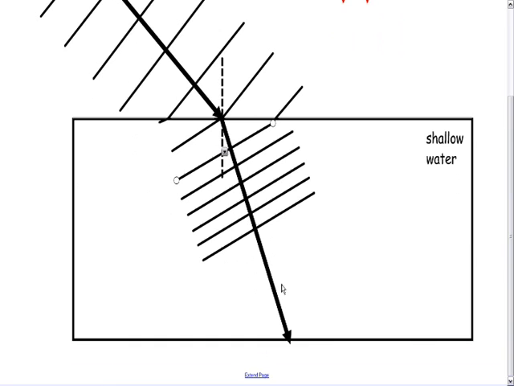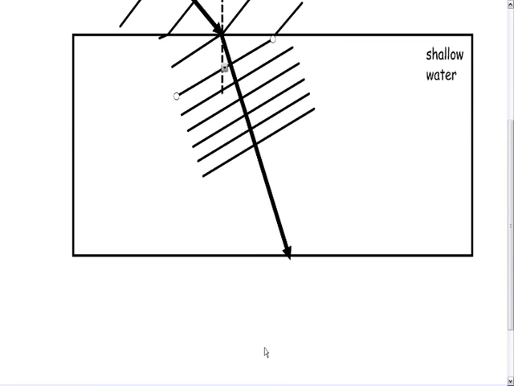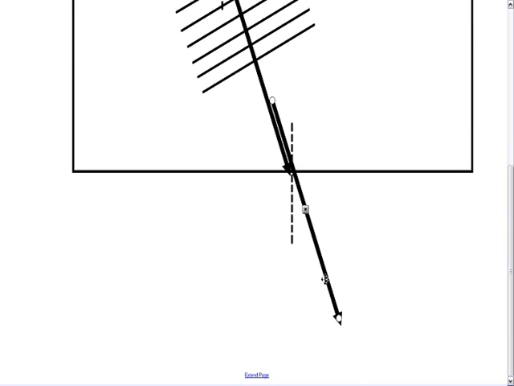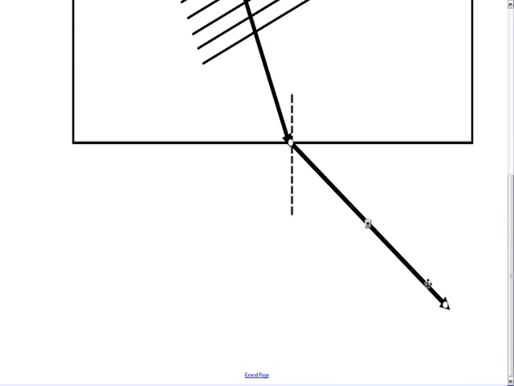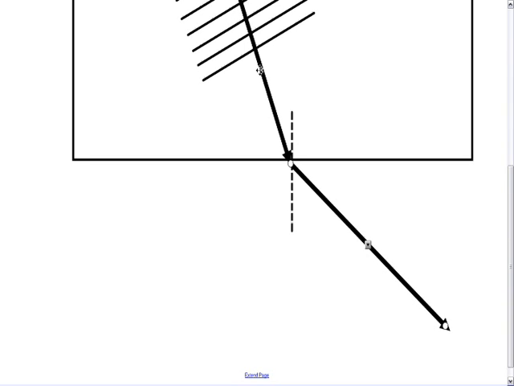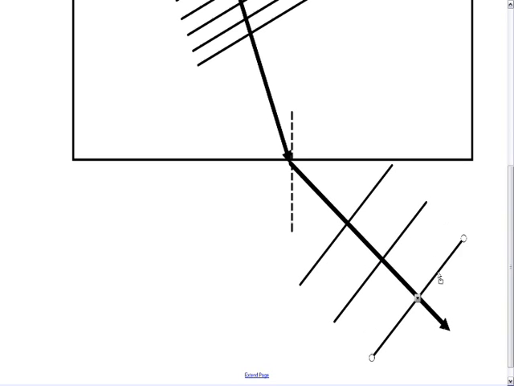Going out the other side is exactly the same story, just the opposite way around. As we leave, we will speed up and bend away from the normal. So we want it to go this way, but we have to speed up and head away from the normal. So we're going over here somewhere. Our wave will therefore have to rotate slightly to go along that. And because of the fact that it has speeded up, the wavelength increases again.